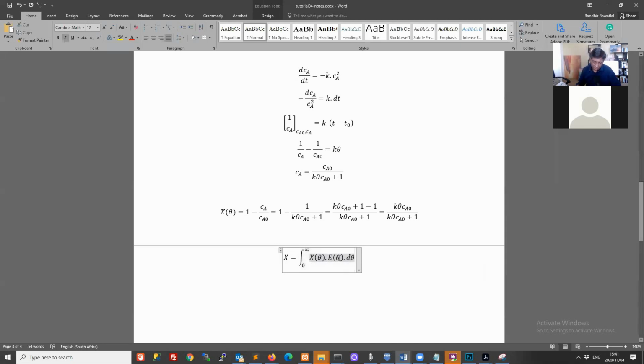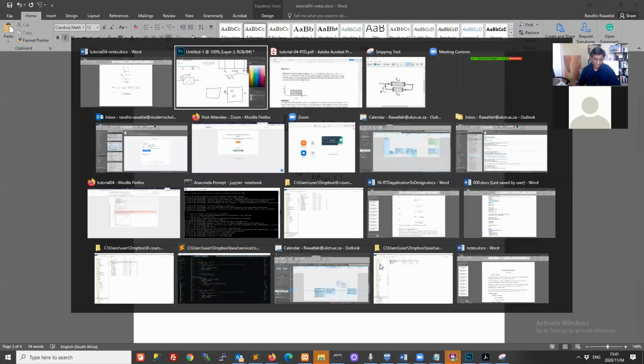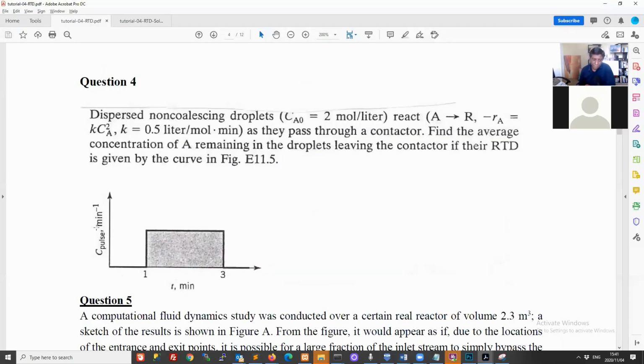And now we need E of theta. Now we do have C as a function of T. So we've done a pulse tracer experiment and this is the result we got. But unfortunately here, there's no value given to us for some strange reason. Maybe it got lost. But the only thing we can say is that we know it's flat here. There's a constant number here. It's zero here and zero here. Excuse me. And we don't seem to know what the number is here.